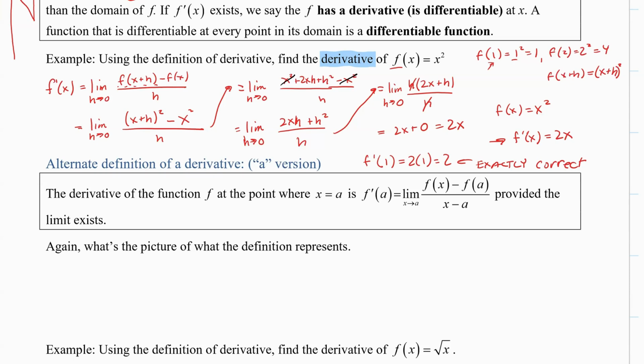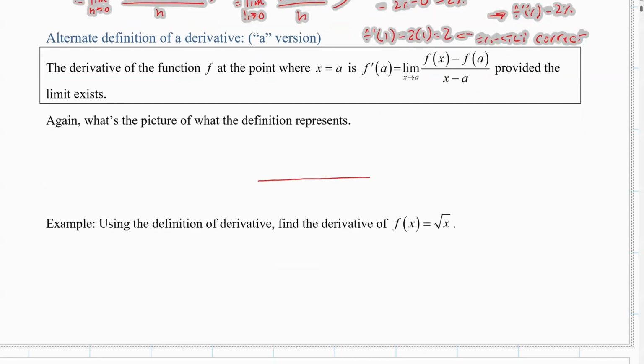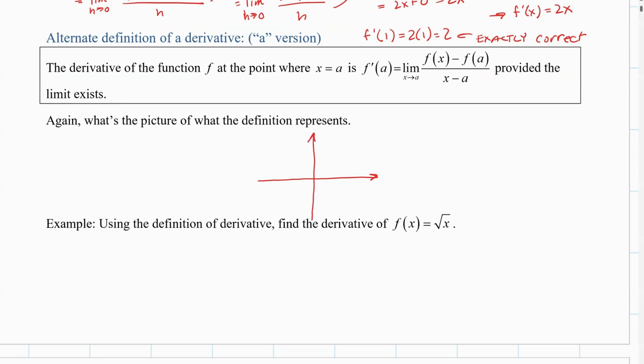But this is not the only definition for the derivative function. We have this alternate definition called the a definition. All right, same idea. Let me draw a set of axes. Let me draw some function. Let me put onto that function a point, which I'm going to say is at point a. It's going to be a fixed point. Let's say there's some other variable point called x. This is the point a, comma, f of a. This is the point x, comma, f of x.